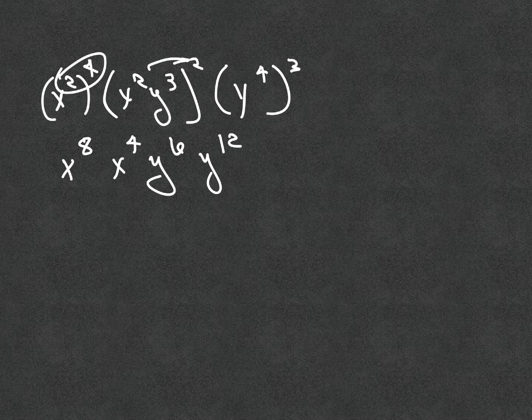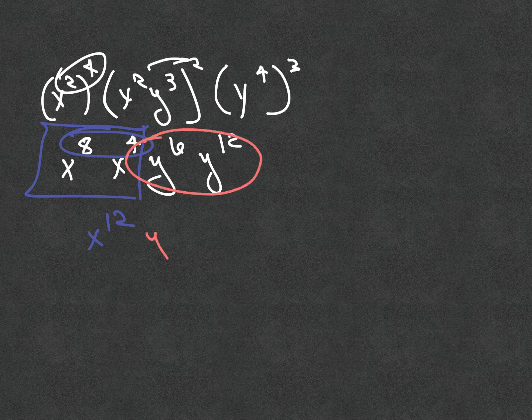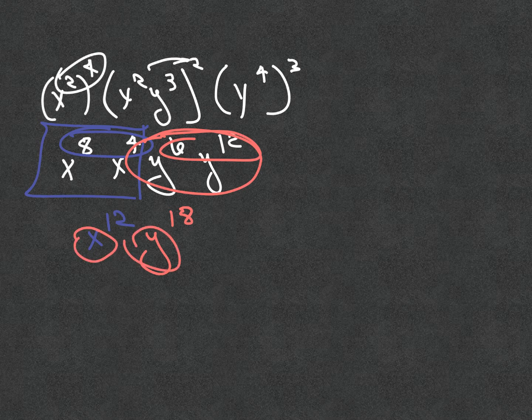So now I'm going to look at these two, because they both have the same base. They both have x's. Notice the 8 and the 4 are on the same level, so I'm going to add them. Then I'm going to look at these two, and they both have the same base of y, and the 6 and 12 are on the same level. And I'm going to put them together like that. And because this is an x and this is a y, I cannot combine those, so that's as far as I can go. Bringing us to property 4 for exponents.